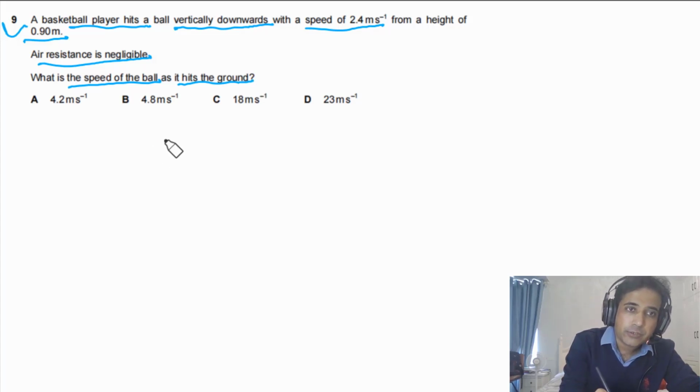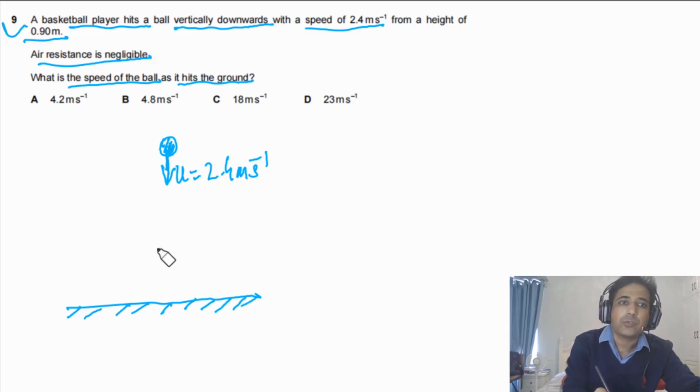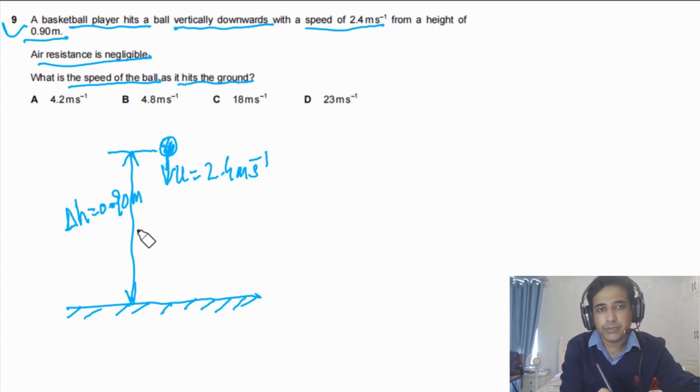So the best way to answer this question is to sketch first of all. It is given to us that the initial speed u is equal to 2.4 meters per second. We can also imagine this one is the ground, so you can draw here, this is the ground, and the height from the ground is given, so we can say this is delta h, and the value of this one is equal to 0.90 meters.